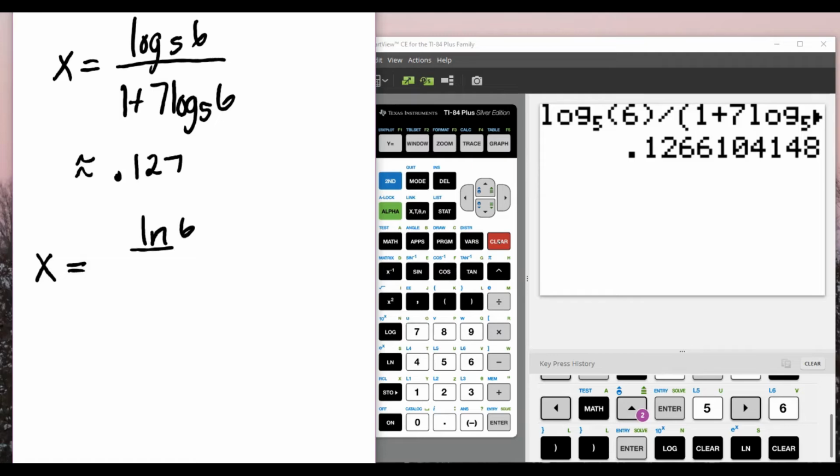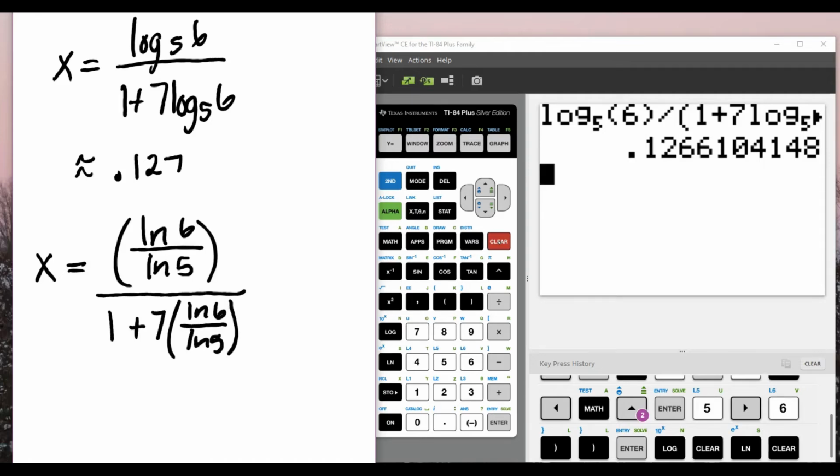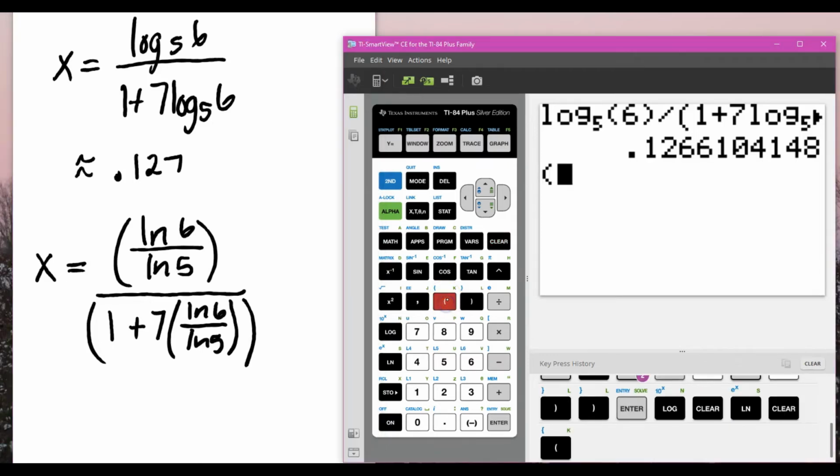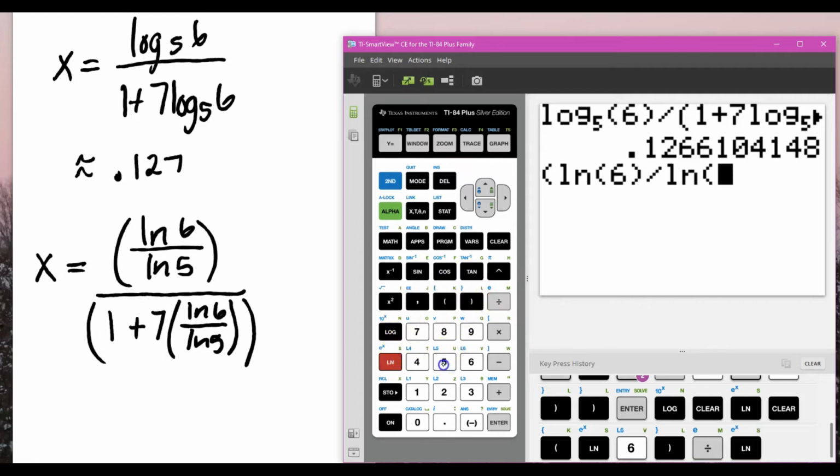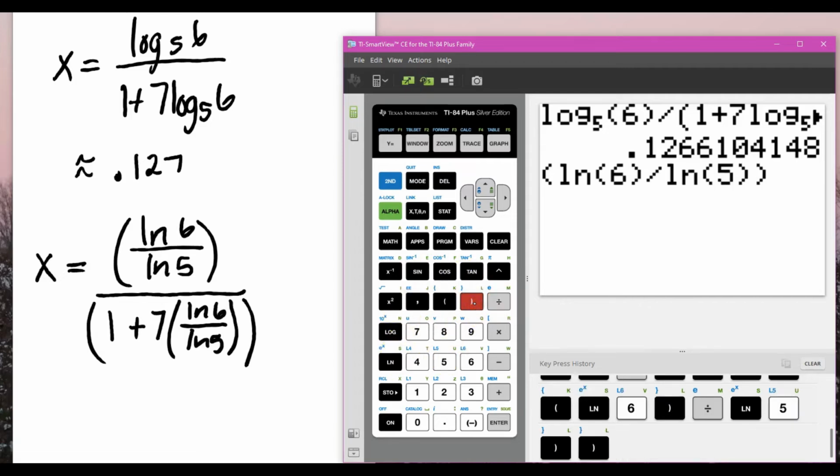Natural log of 6 over natural log 5, that's for the log in the numerator, and 1 plus 7 times natural log 6 over natural log 5. So this is what I would need to type in, and I'm putting parentheses in all the places I'll put it in when I type in the calculator. So in the numerator, I have natural log 6 divided by natural log 5, and that's my whole numerator.